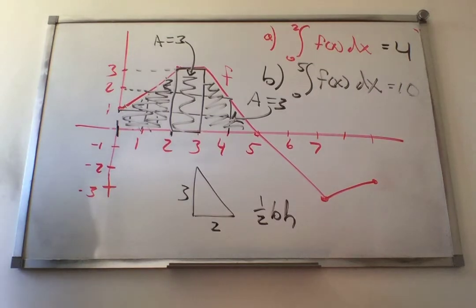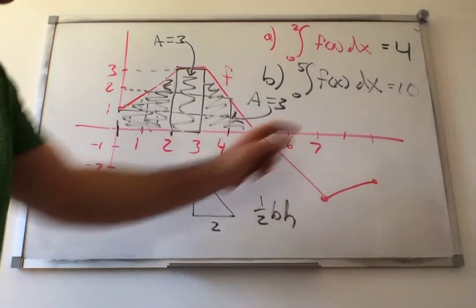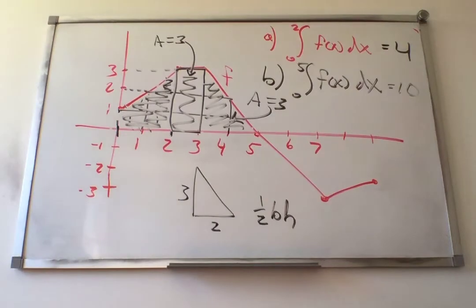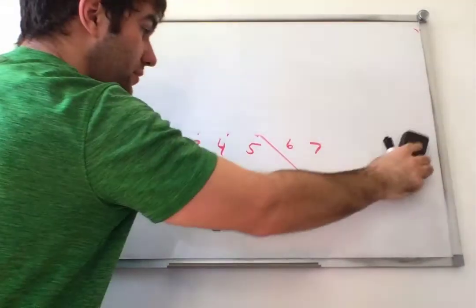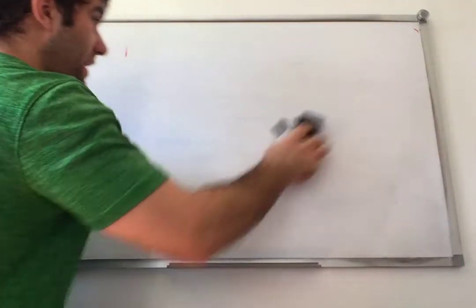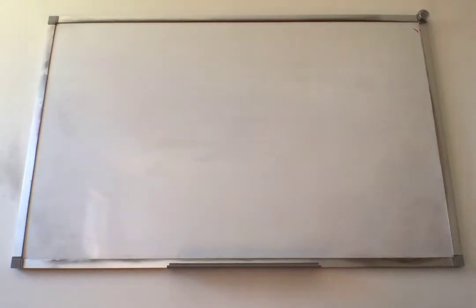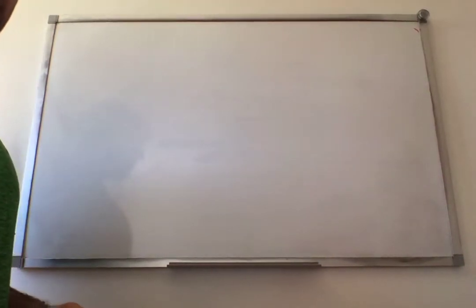All right, so now, next problem asks you to do part C, okay? I have you guys try part C, and it's finding the integral from 5 to 7. Now, before you go ahead and do that, we need to talk about the area underneath the curve when the curve goes below the x-axis, okay?